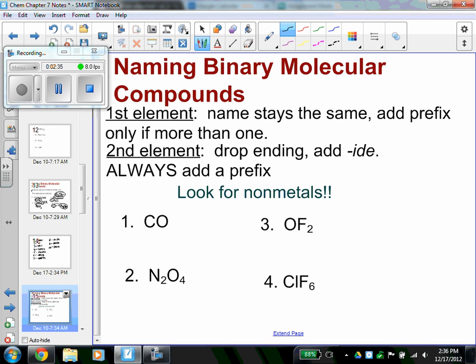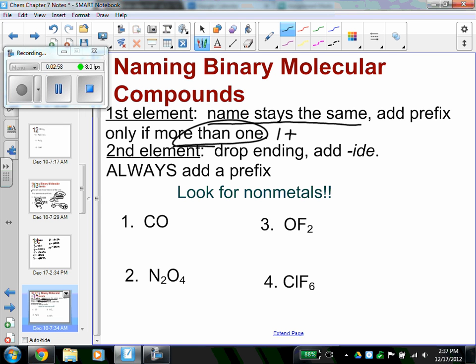So the first element, we're just going to keep the name exactly the same. Okay, so if it's phosphorus, it's phosphorus. If it's C, it's carbon. If it's O, it's oxygen. If it's N, it's nitrogen. And we're only going to add a prefix if there's more than one. The second element, we're going to drop the ending. We're always going to drop the ending and add "ide," and we're always going to add a prefix.